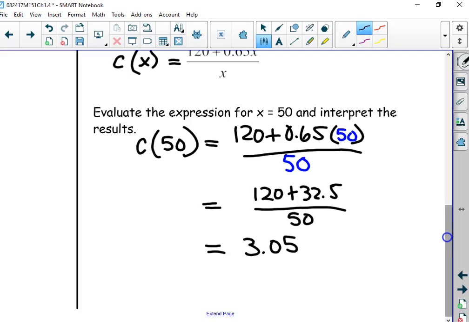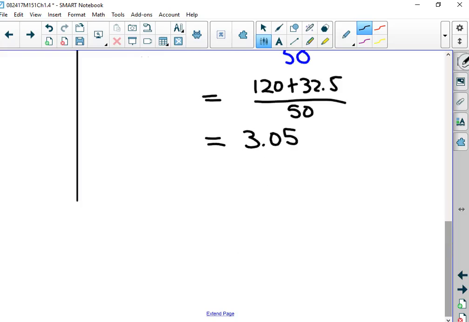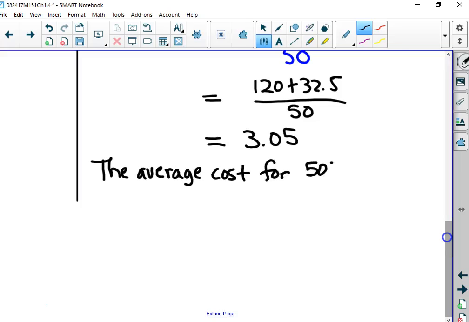Okay, we're going to explain that answer. That's what they mean by interpret. Our average cost for 50 books is $3.05 per book. All I'm doing is taking the numbers in the problem and putting them in the context of the problem that was described at the very beginning. And we are done. I will see you in class.